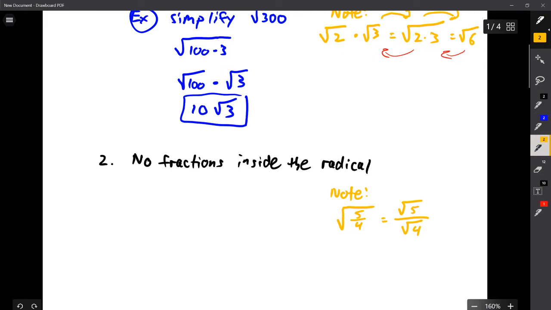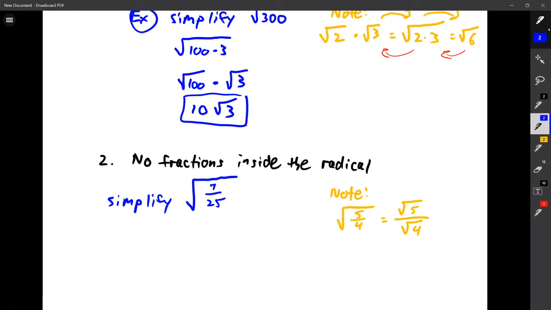Okay, and we can actually just use that note essentially as an example. We could say simplify, and maybe I'll change it just a teeny bit. Simplify, let's go with the square root of 7/25. And you do have to be careful with writing these, that you are very clear with what is inside the radical and what is not inside the radical.